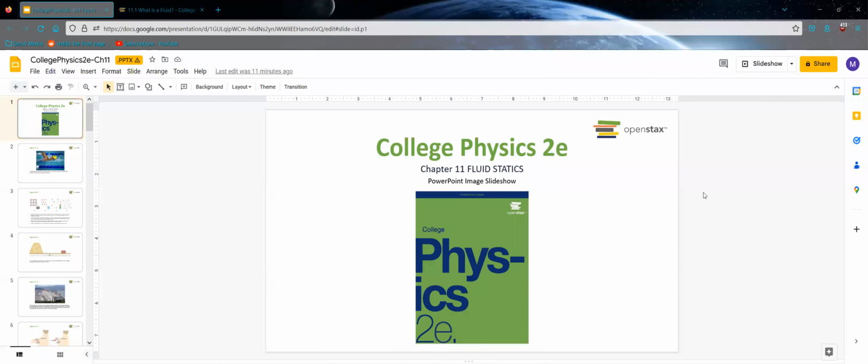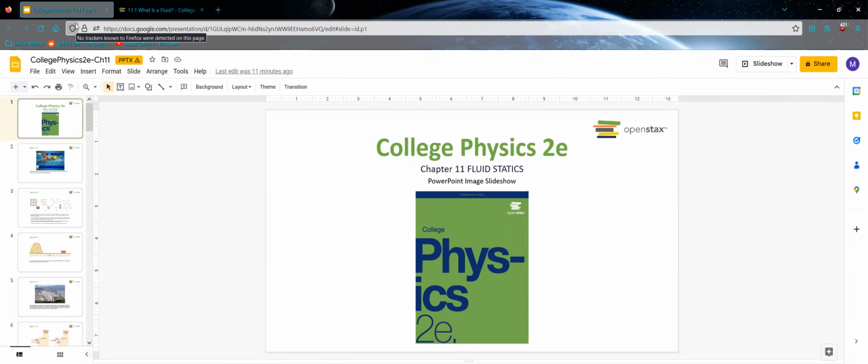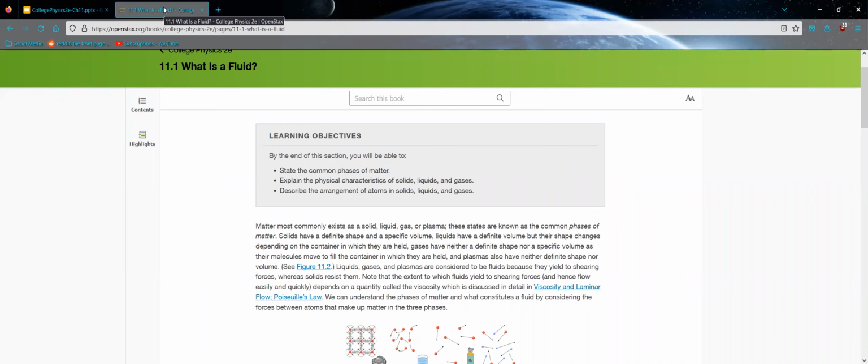Welcome to the OpenStax text, Chapter 11, Fluid Statics. This is recorded for Aquinas University's Physics Without Calculus class. We'll be going, as I said, over Chapter 11, Fluid Statics. Fun part about this chapter is it's not super connected to what we've done previously.